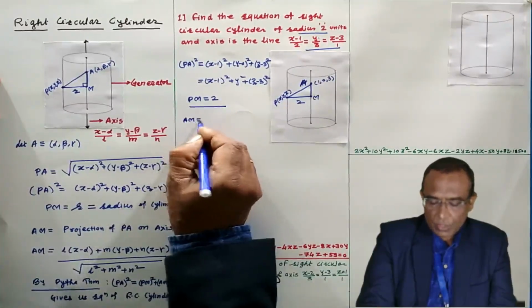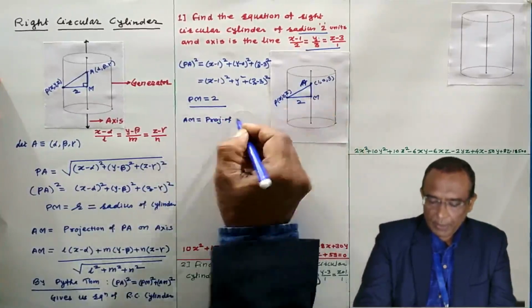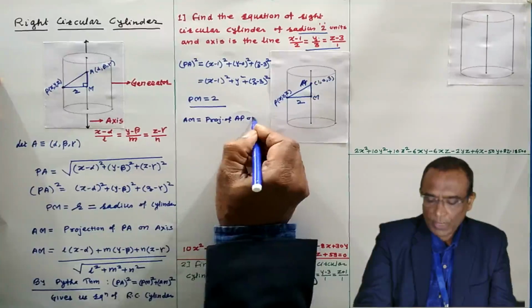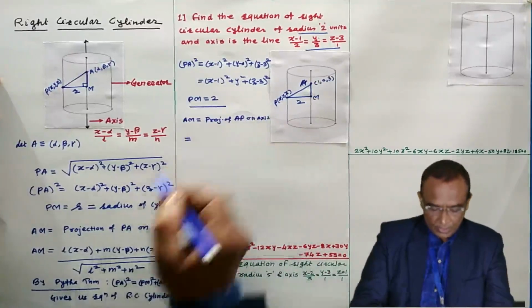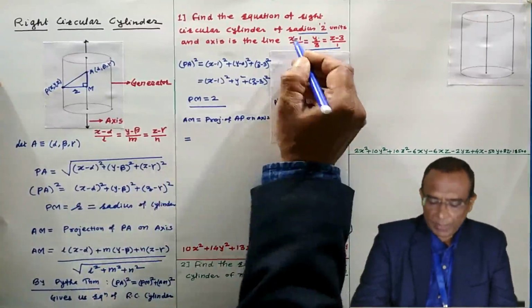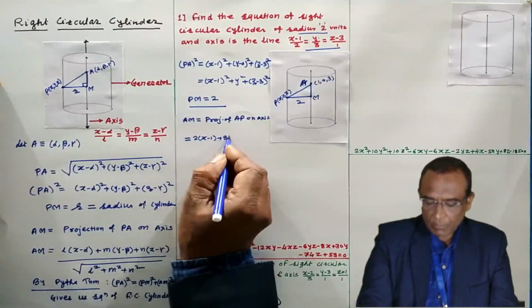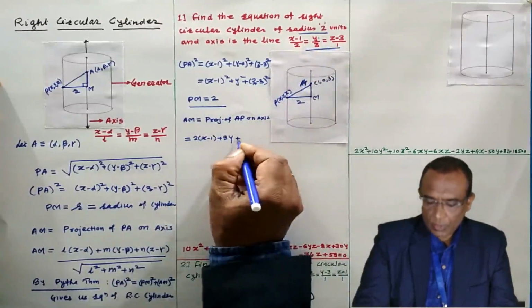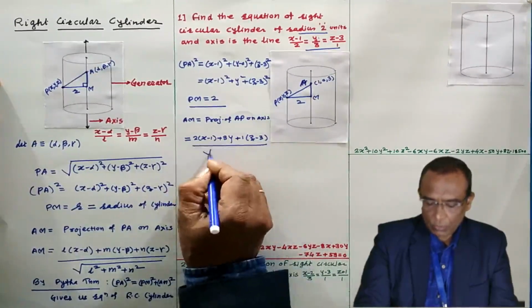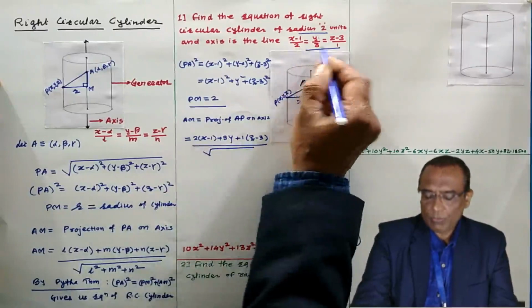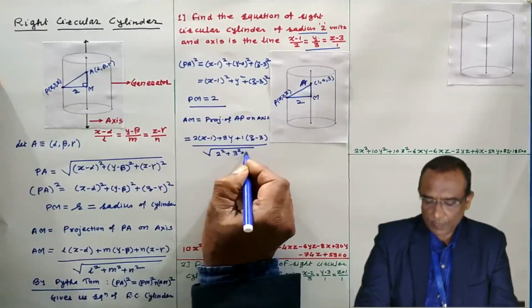AM is the projection of AP on the axis of the cylinder. So how do you get the projection? Here we take 2 multiplied by (x minus 1), plus 3 multiplied by y, plus 1 multiplied by (z minus 3), and this is divided by the square root of the sum of squares of the directional ratios of the axis, meaning 2 square plus 3 square plus 1 square.